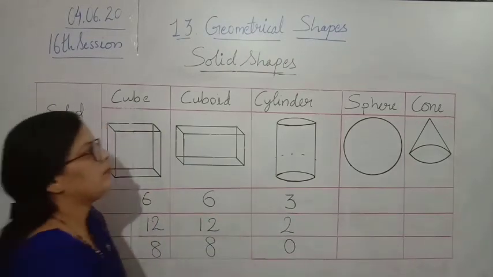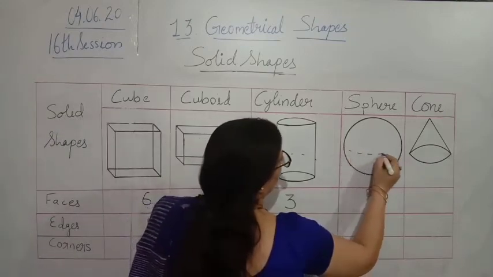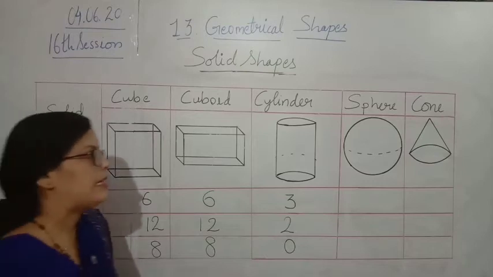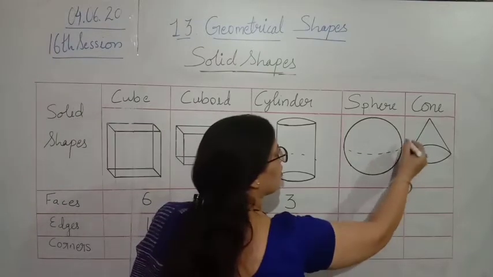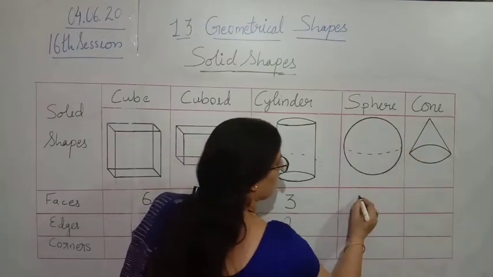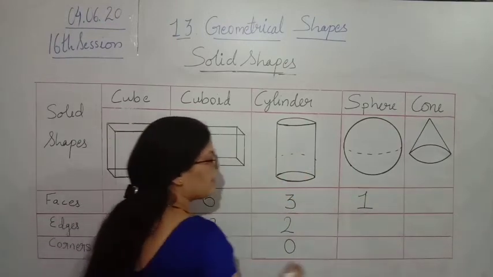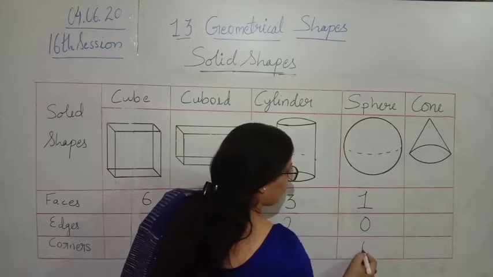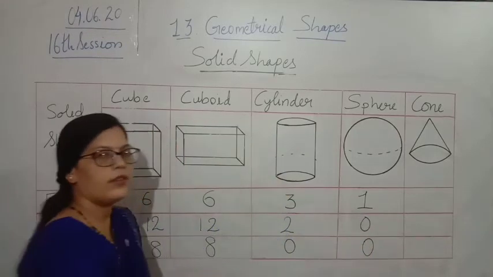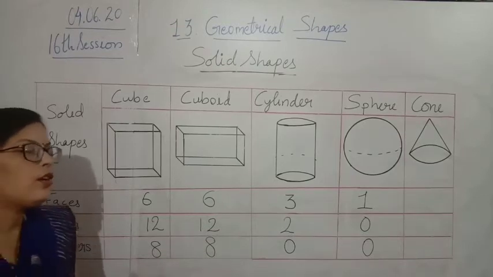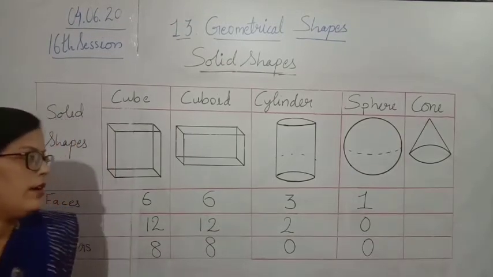Now sphere. How many faces does sphere have? It has only one curved face. It has no edges and no corners. Okay. Sphere has only one curved face and no edges and no corners.